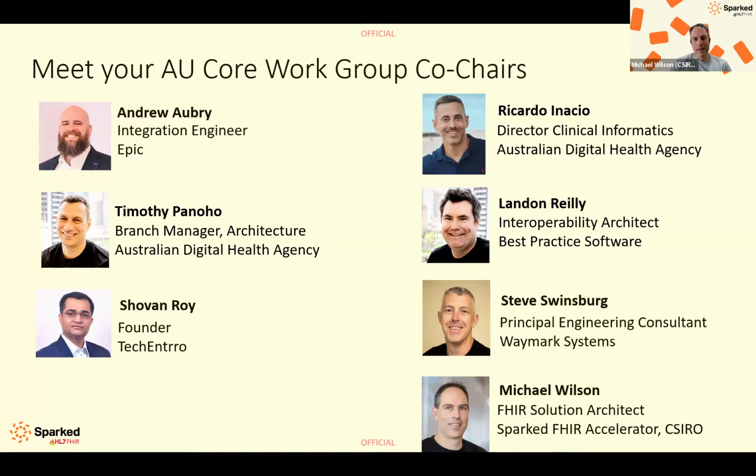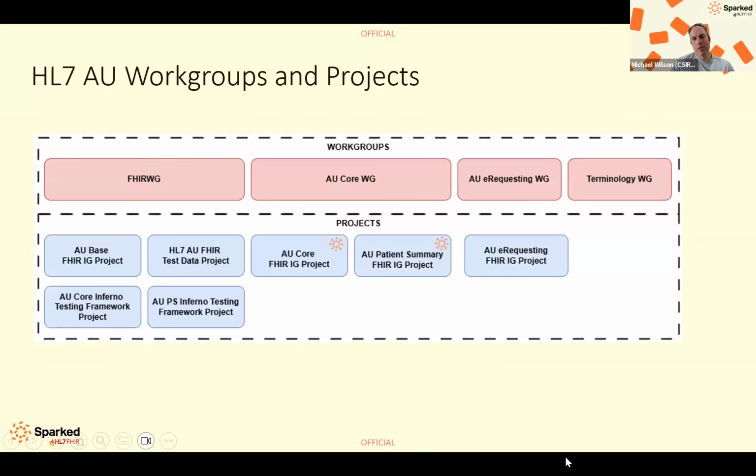I'd also like to thank all the outgoing co-chairs like Marvin and Michael Drahan. Thank you so much for everything you've contributed so far. So these are our new co-chairs. Hopefully you've seen most of us around at events and the like. I might just jump to the next one. So what does it mean? Not a lot for AU Core.